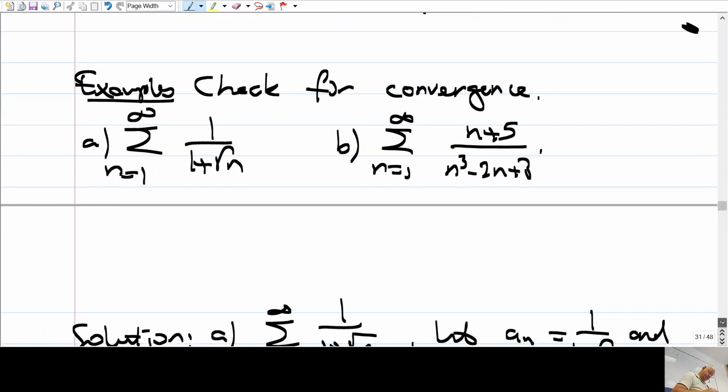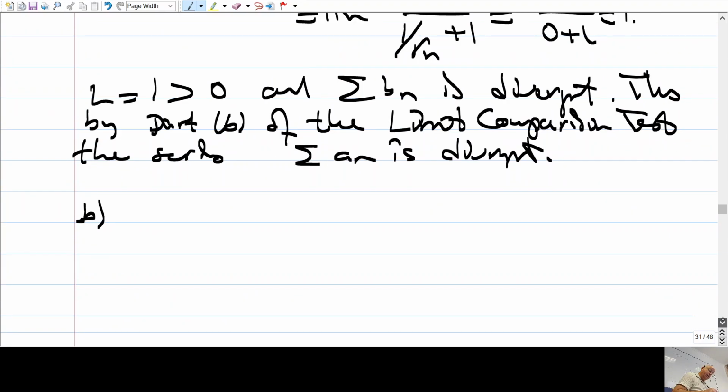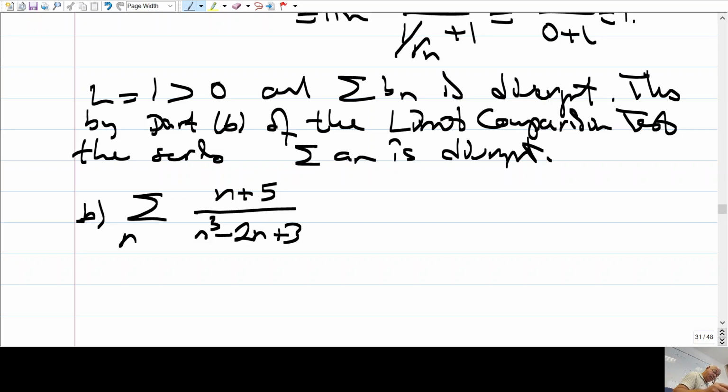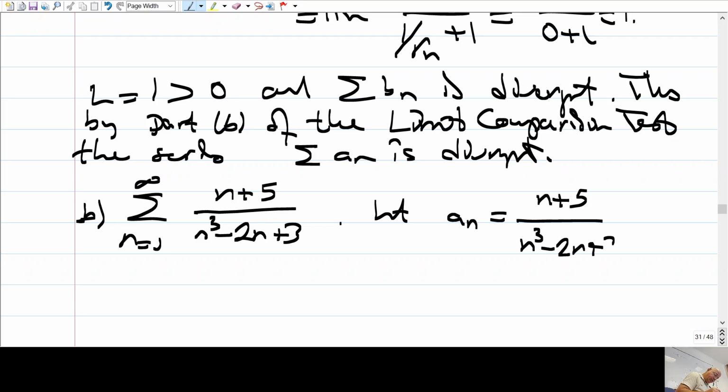So I have this series, n plus 5 divided by n cubed minus 2n plus 3. Again, we let a_n be n plus 5 divided by n cubed minus 2n plus 3. And b_n, we choose by looking at this term when n is very big. When n is very big, I can disregard the 5, the 3, and the 2n, and what we get is n over n cubed, which is just 1 over n squared. So I should compare this with 1 over n squared.